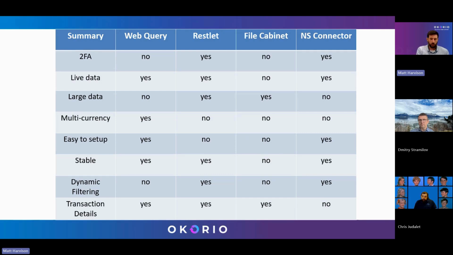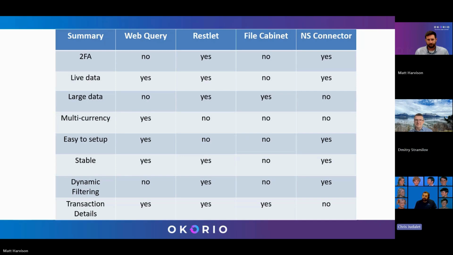Is it really boiled down to, do we want to bring transaction level details in or not? Or do we want that live connection? Is that the only difference between those two? Or in what situation would you see a customer of ours going for file cabinet versus the connector? So okay, go ahead, Chris.